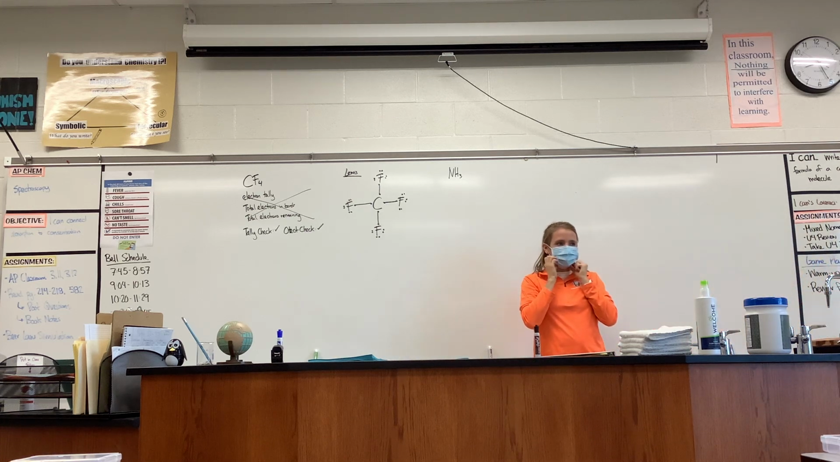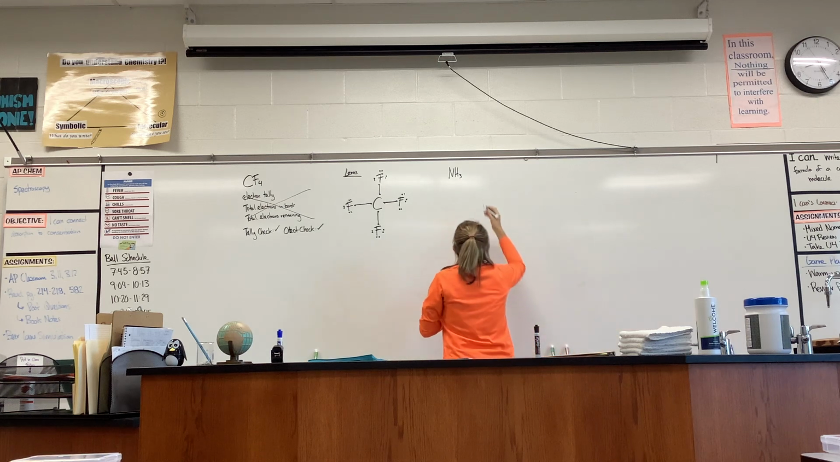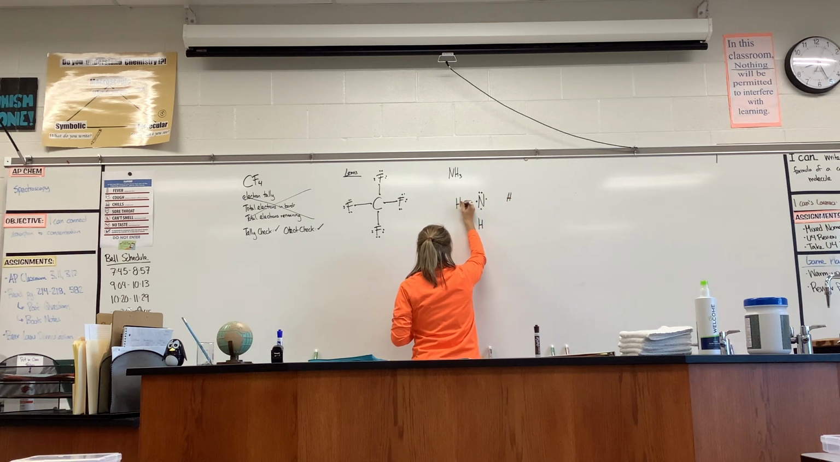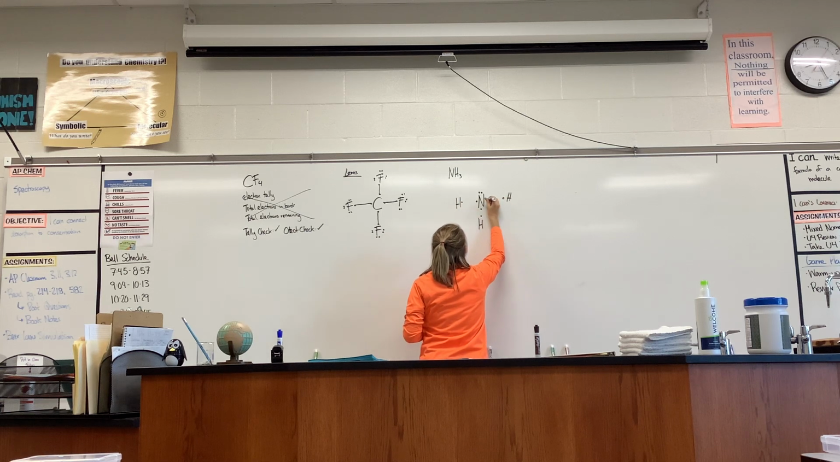Let's do NH3 on the board. It looks like as I walked around, everything looked good. It's just a double check. So nitrogen has 1, 2, 3, 4, 5. Got 3 hydrogens around it. They each come with 1. Bond, bond, bond.